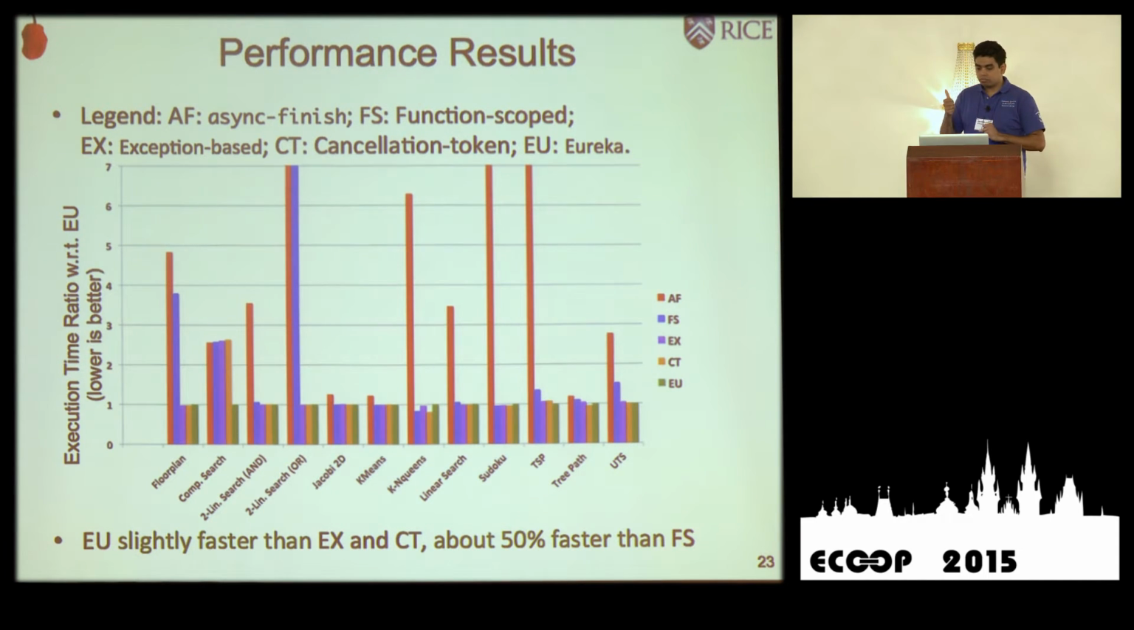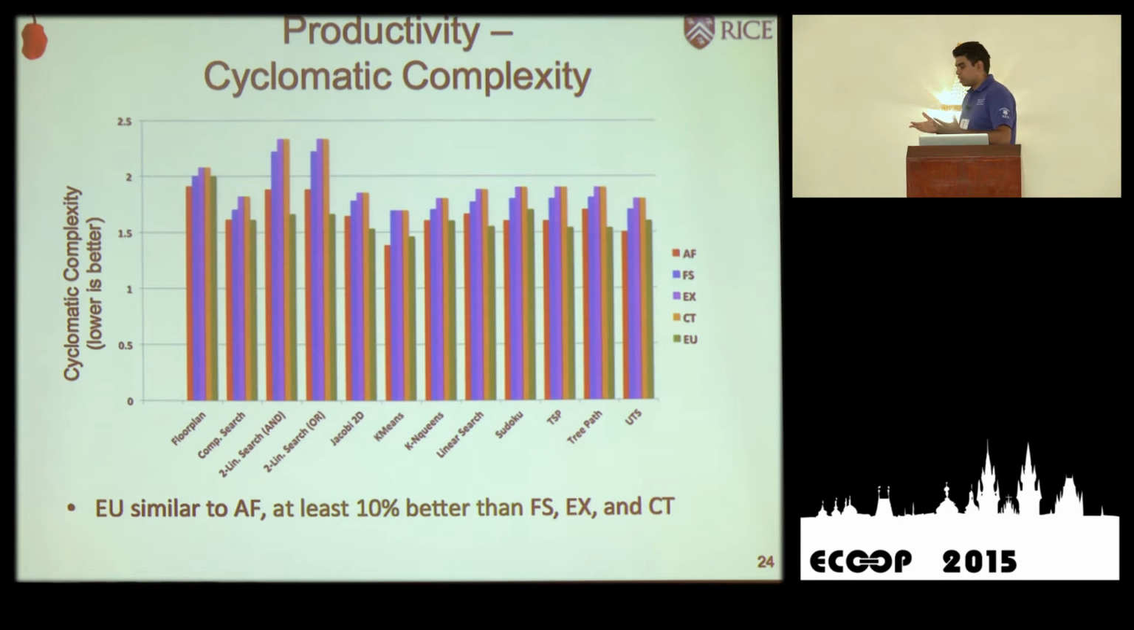So first, we are not sacrificing performance using our model. Compared to any of the other models, including manually written code, we can achieve the same performance. So the next goal is, can we be more productive? Because we're doing a programming model, we're not sacrificing performance, we want to be more productive, otherwise why would users want to use our model?